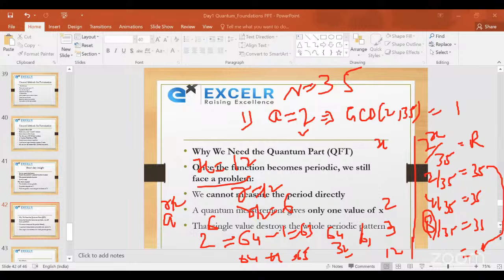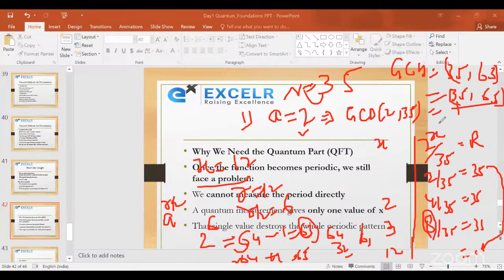So there may be two conditions. Either we get these numbers directly as a factor, or if we get numbers greater than 35, then we have to take the GCD. We take the GCD of 35 and 63, and the GCD of 35 and 65. This GCD will come out as 7, and this GCD will come out as 5. Then 7 and 5 will be the factors. This is the mathematical way to do these things, a short algorithm.